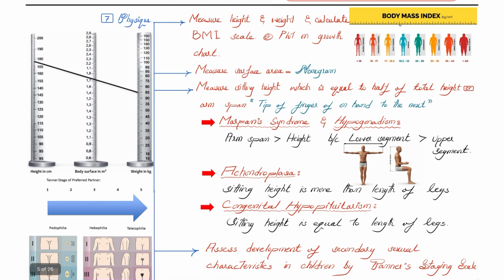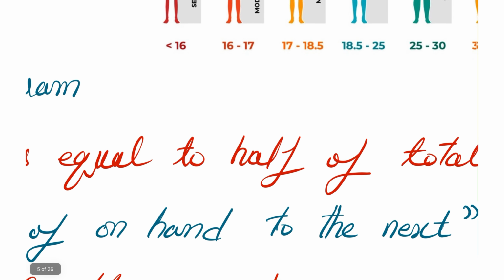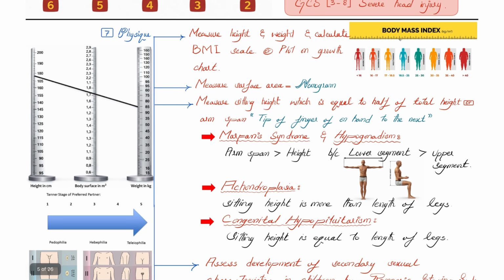The seventh component of general appearance is physique. Measure height, weight, and calculate BMI, meaning body mass index. And if your patient is a child, then plot it on a growth chart. For body mass index, the normal value is 18.5 to 24.5. And if it is above 24.5, the patient is considered overweight, and if it is below 18.5, then the patient is considered underweight. Then measure surface area with the help of a nomogram.